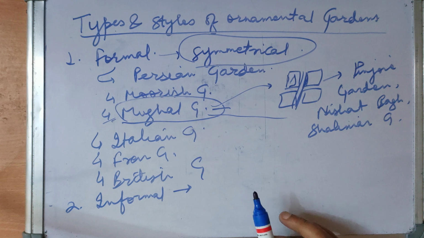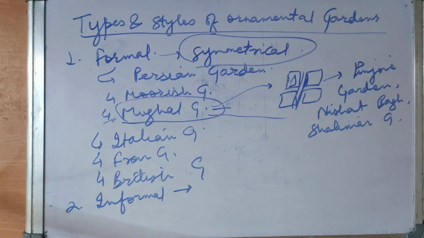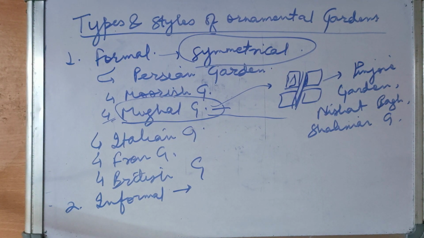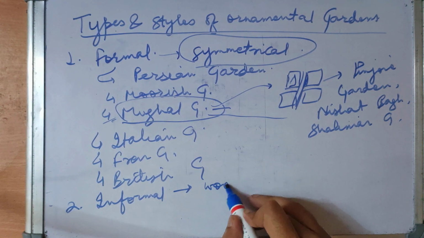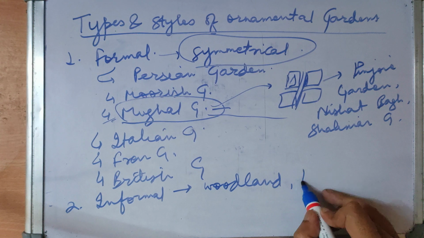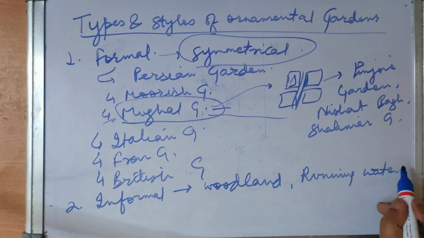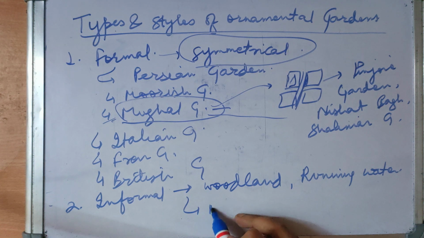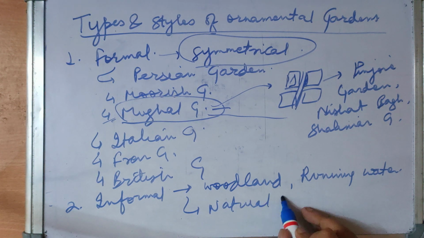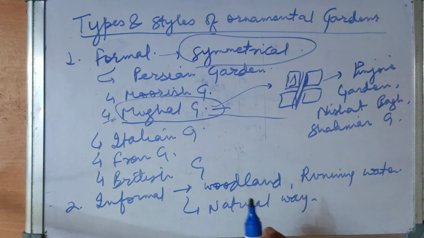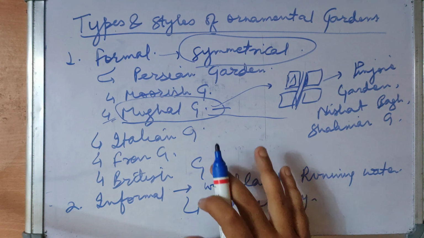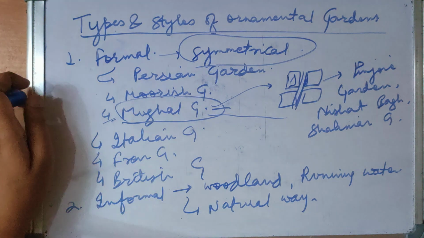Informal style. Here is what you will see. These are the woodlands and running water. These two are the main features, in which gardens are created in a natural way. There is not much use of symmetry, and they just plant some flowers and trees in a natural way without using symmetry.